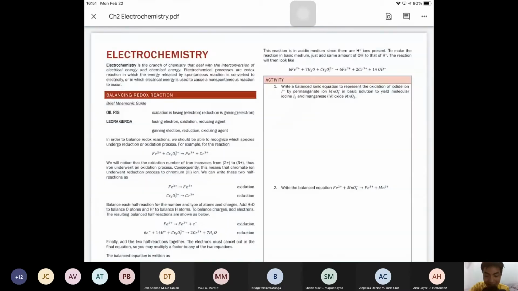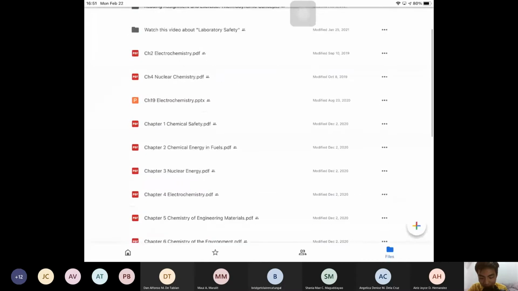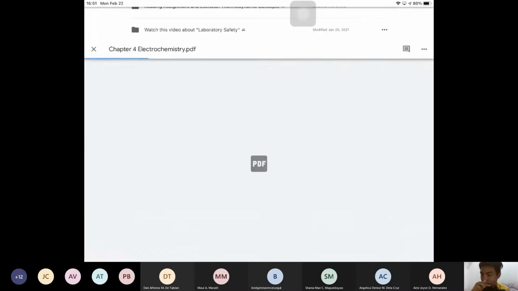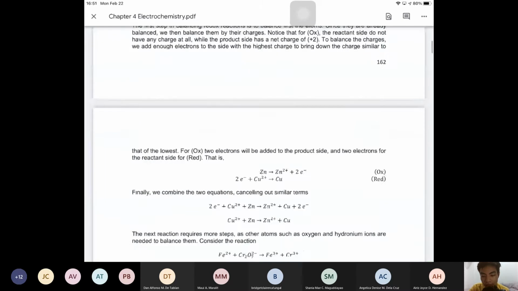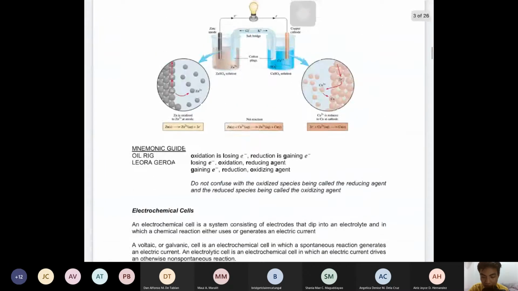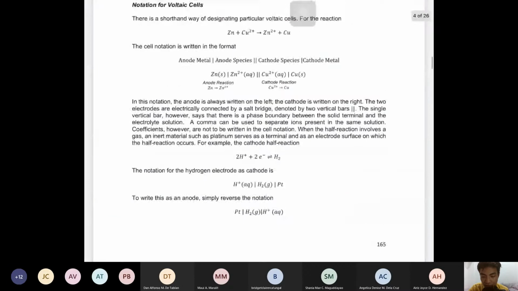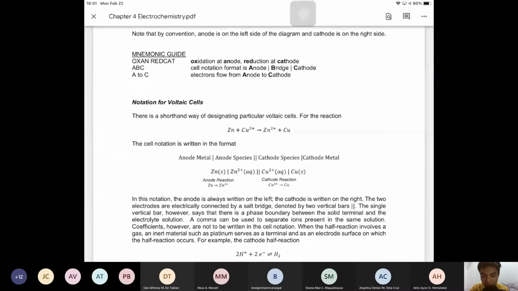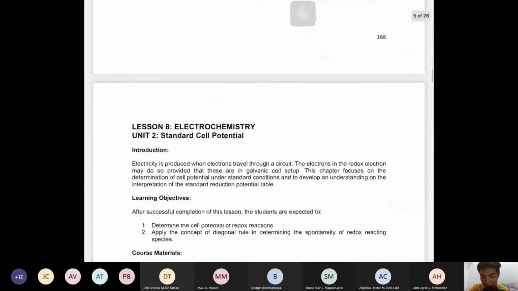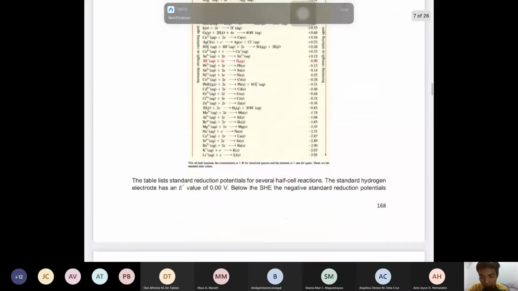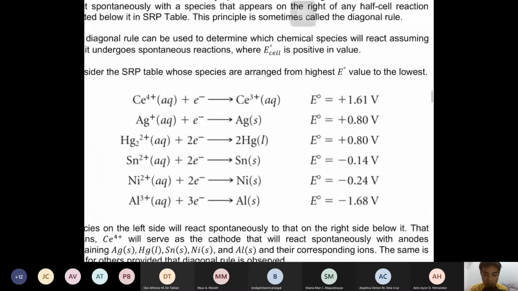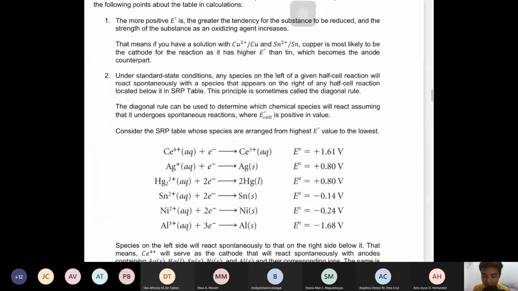Okay, so ito ay Electrochem. Kwento ko yung diagonal rule, no? By the way, kung familiar kayo, ako kasi gumawa nito, kaya kung ano yung nandun sa lecture guide ko, yun din yung nakalagay dito. Paano pagka-explain ko, yun din nakalagay dito. Kwentuhan natin yung meaning ng diagonal rule na to.